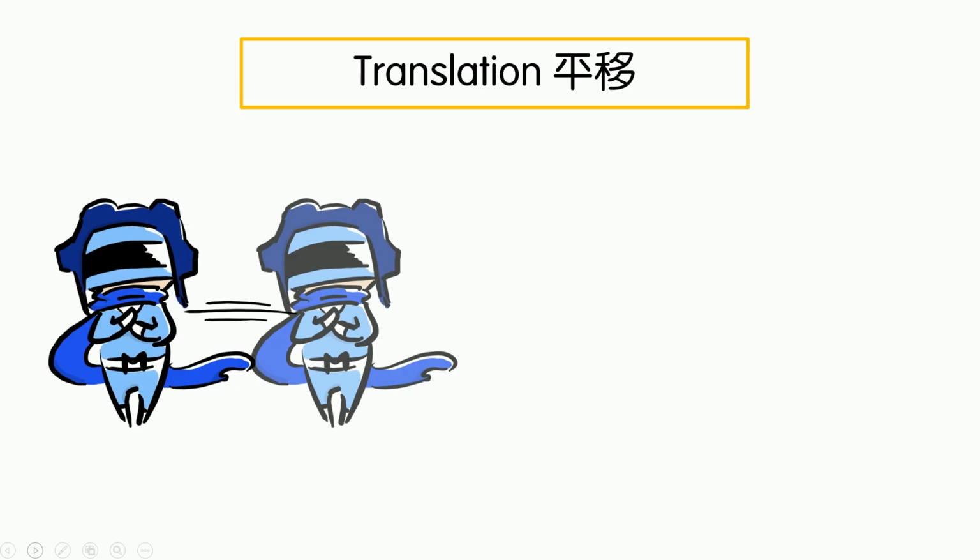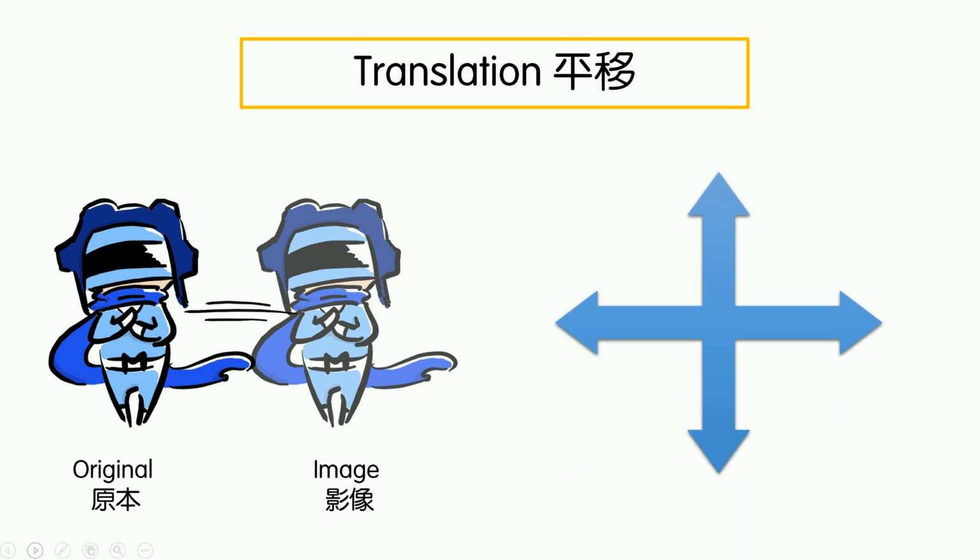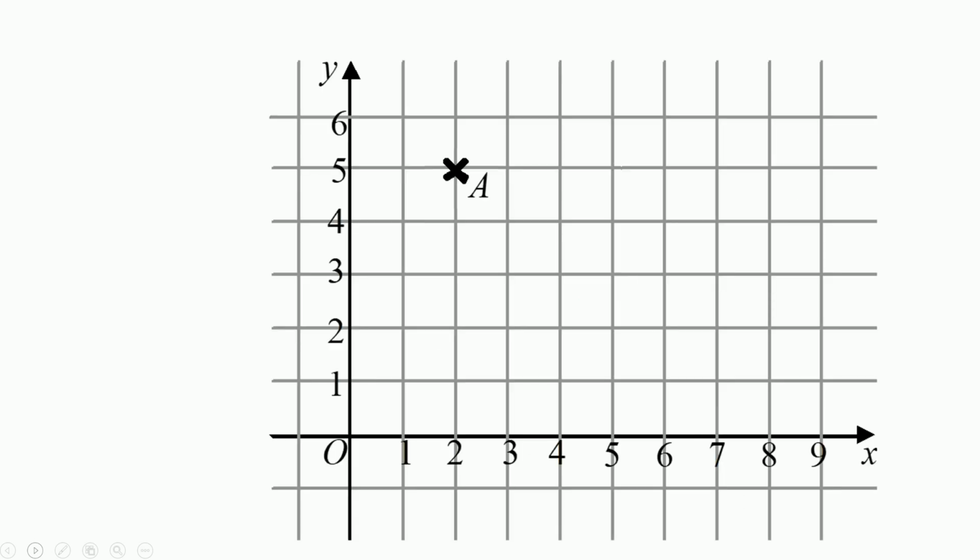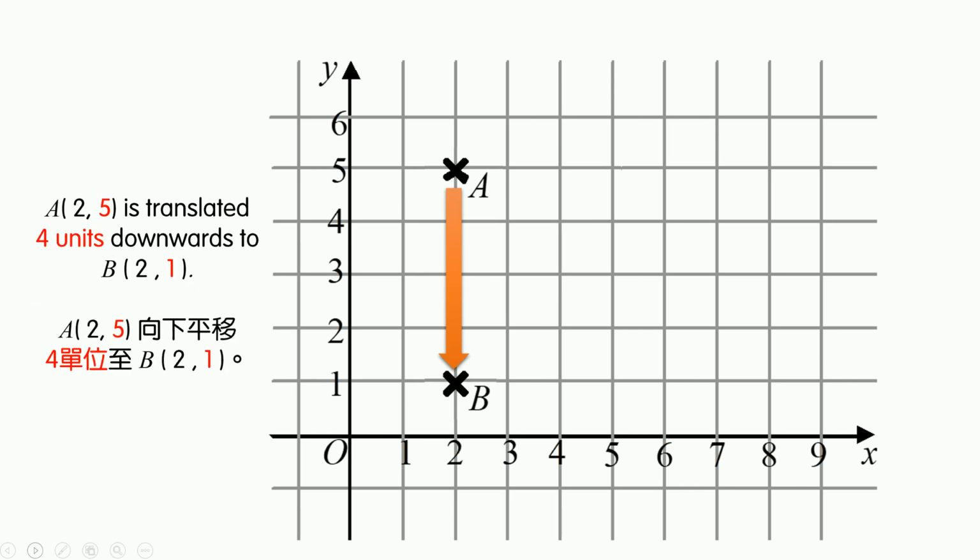Translation means we move an object or its point to form a new image. Usually we translate a point or an object in four directions: to the left, to the right, upwards, and downwards. If we want to move point A to point B, we will say A is translated 4 units downward to B.